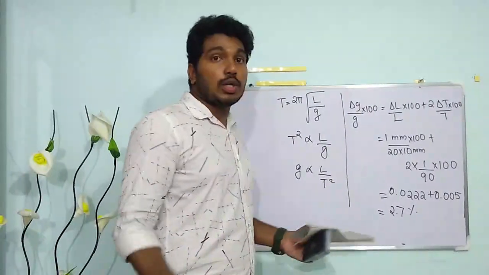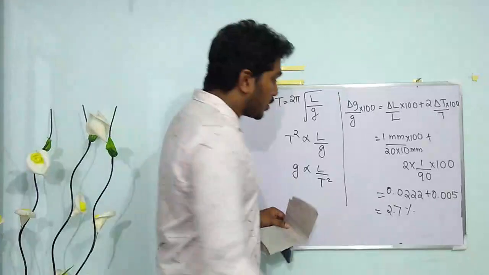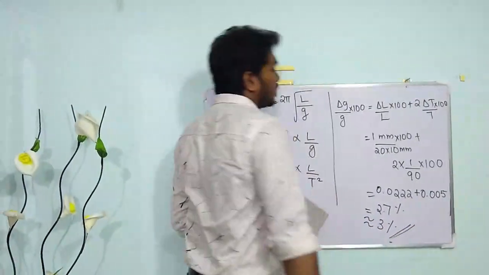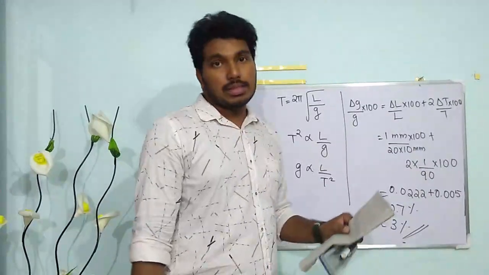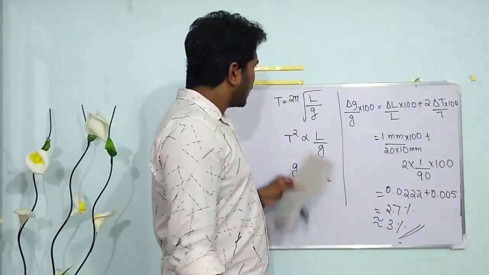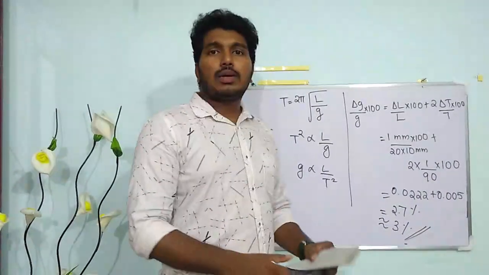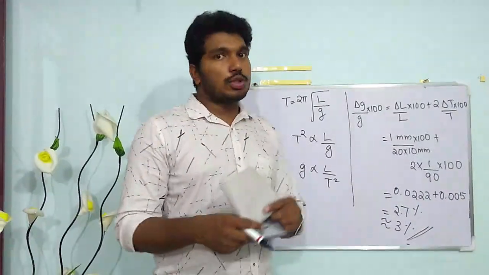But in the options, you cannot see 2.7 there. So approximately, you can take it as 3 percentage. Okay, 3 percentage. So it's again using the methods of error to find the error. So I hope you are able to follow the questions I have taught you in the class.